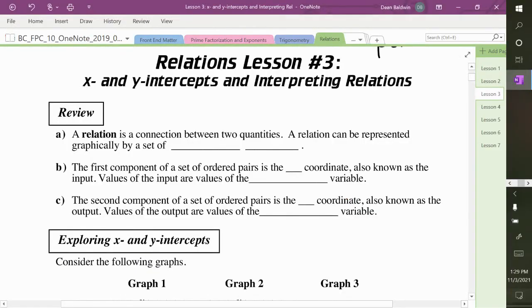So, what we were just doing, those equations that we had, are called relations because they relate two quantities, whether it's x's and y's or any other set of data. Okay? We represent them graphically through a set of ordered pairs.